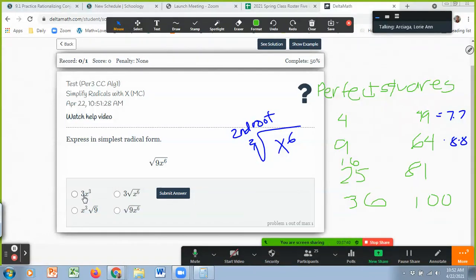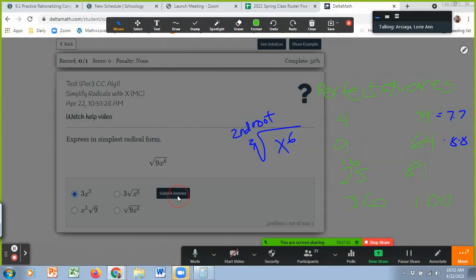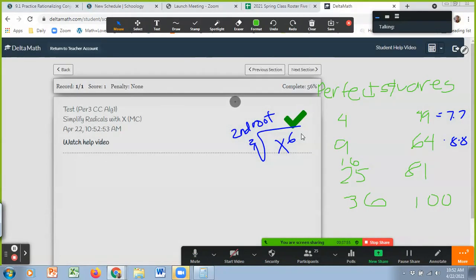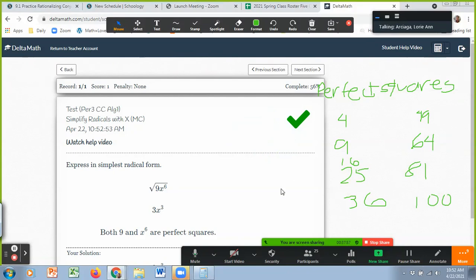So then your answer will be x to the third power. No radical. How do you know that there will be no radical? Because the exponent is exactly divisible by 2. Make sense? Okay, so submit answer. Alright. Next.